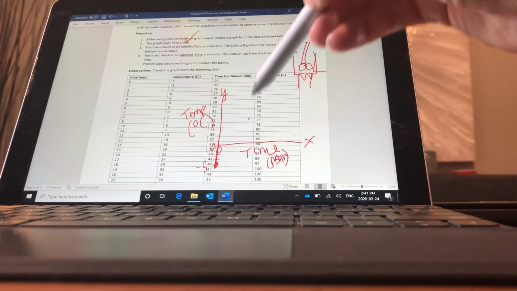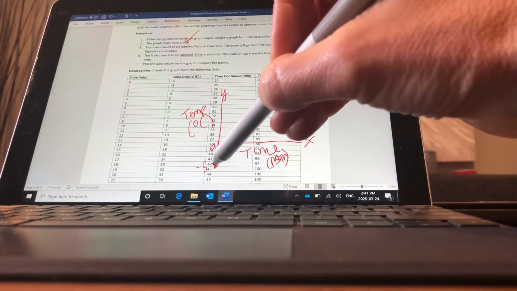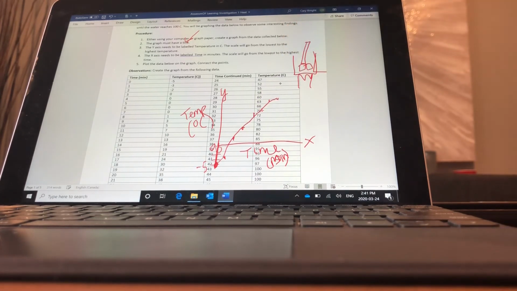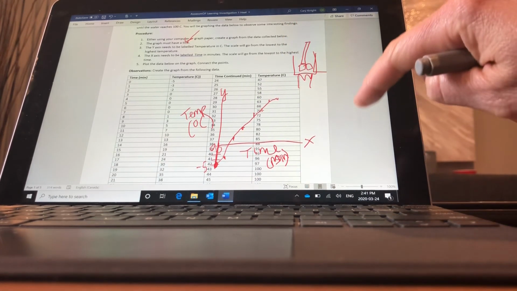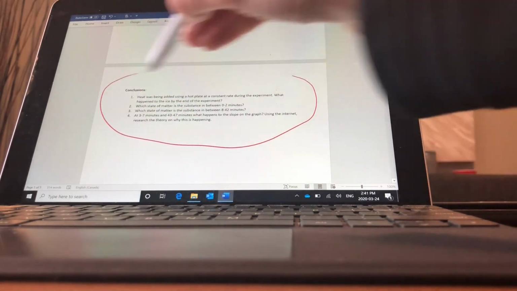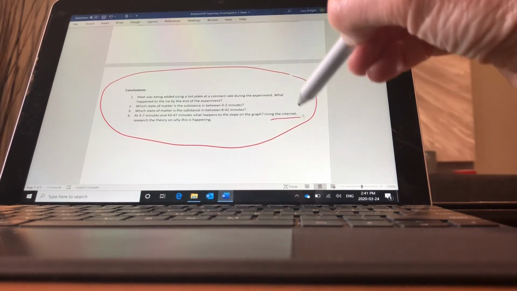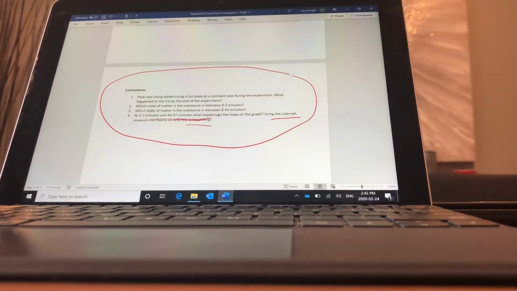Now, then you're going to continue plotting the points as you're going along. You're going to end up with a bunch of points. And what I want you to do is literally connect the dots after you've graphed all the data. Now, after you've done that, you're going to answer these conclusion questions, and they're all based on the graph. The last question, you're going to have to actually go on the internet and do some research to find out what actually is happening in this lab, because you're going to see some unexpected results. So you need to try to be able to explain why that is happening.